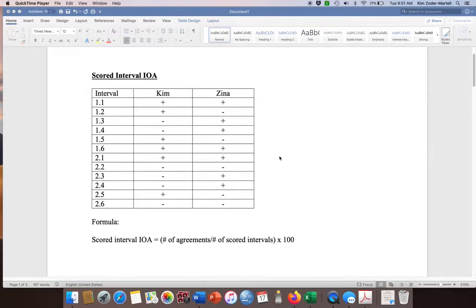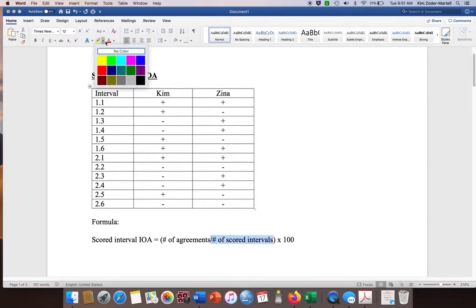So let's talk about the scored interval IOA. The first thing that you have to know is the formula. The formula for scored interval IOA is the number of agreements over the number of scored intervals, and then you need to make it into a percentage, so you're going to multiply it by 100. The first thing that we have to do is figure out the scored intervals. What I like to do is to go ahead and highlight.